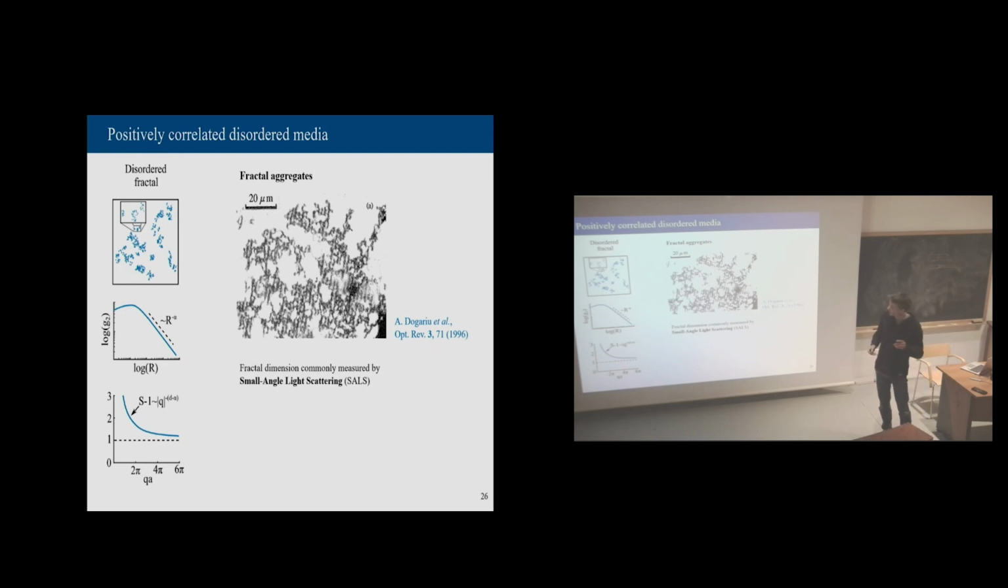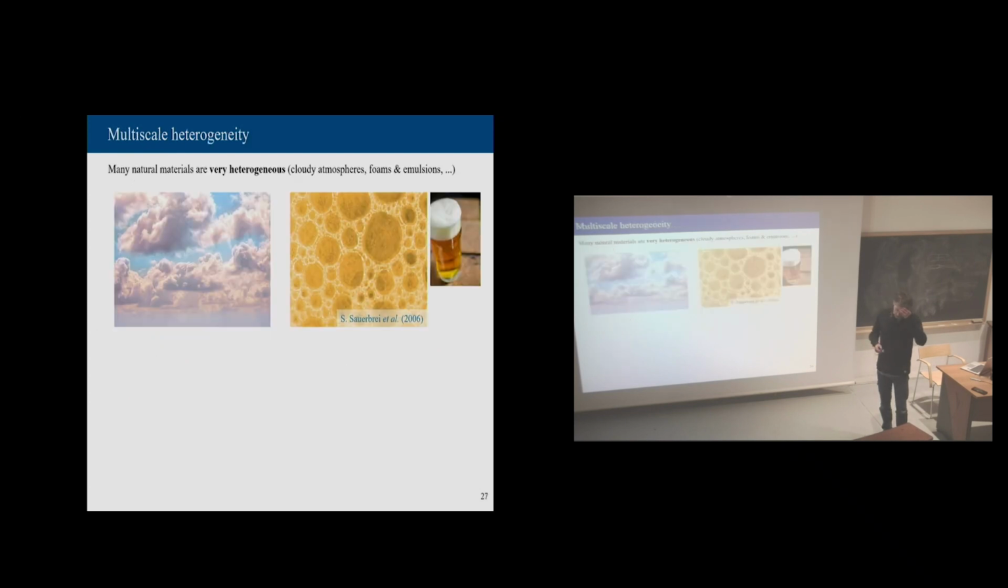This is very classical. What is a little bit less known is that there are many materials that exhibit some multiscale heterogeneity, including also biological tissues. So you can think of cloudy atmospheres, foams, and emulsions. That's an example. That's a serious study that is made on beer foam.